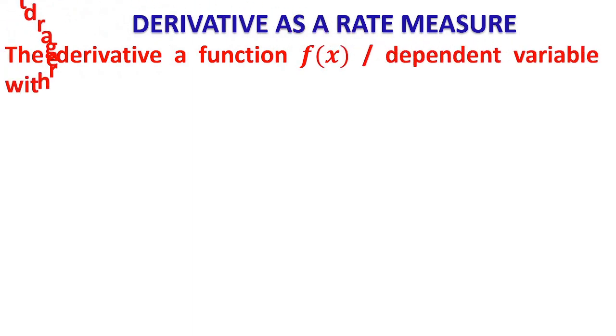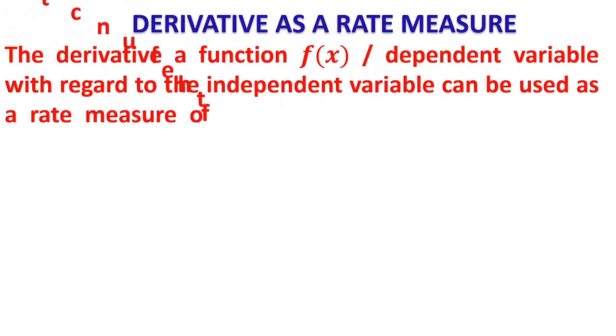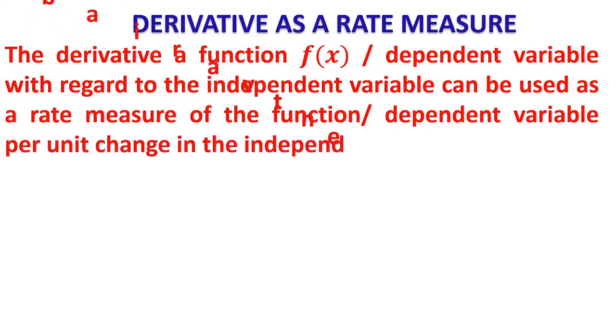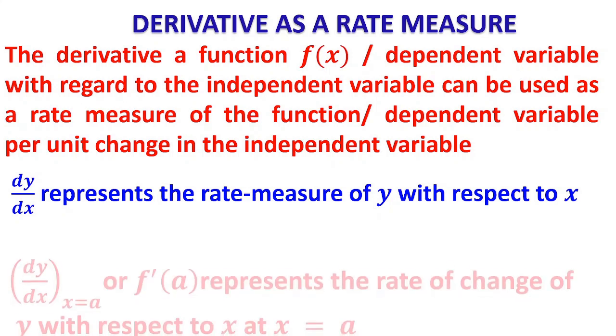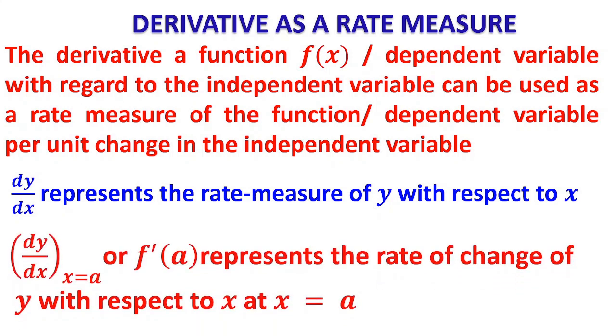The derivative of a function f of x, or a dependent variable, with regard to the independent variable can be used as a rate measure of the function or dependent variable per unit change in the independent variable. For example, if you differentiate f of x, you will get f dash of x. If you differentiate y, you will get dy by dx. The dy by dx represents the rate measure of y with respect to x. If you want to find dy by dx at x is equal to a, that is the value of the derivative at x is equal to a, it represents the rate of change of y with respect to x at x is equal to a. It tells you the rate of change at a particular point.